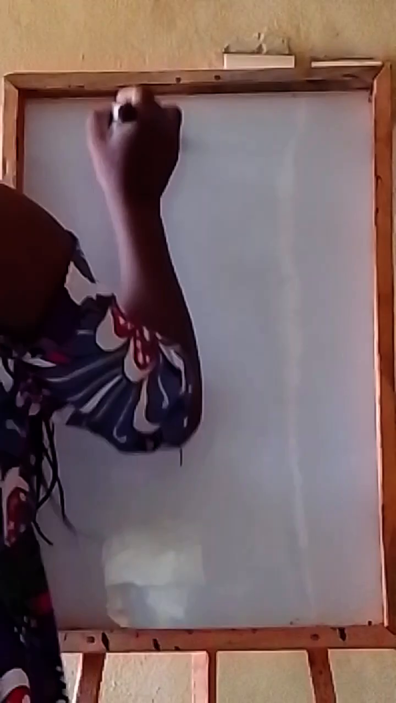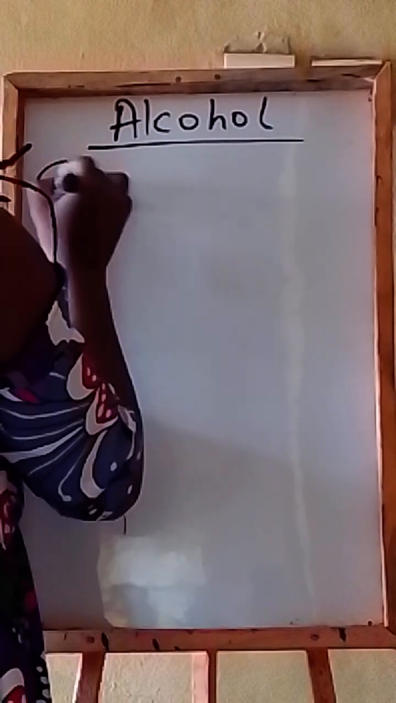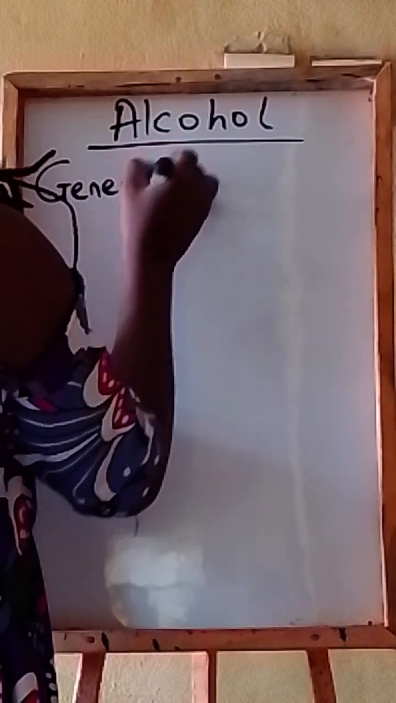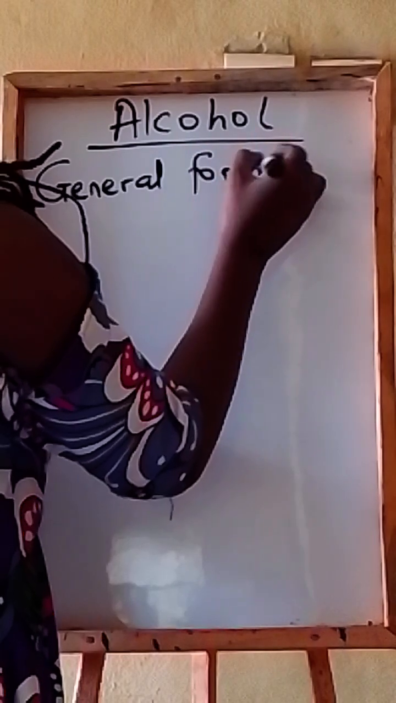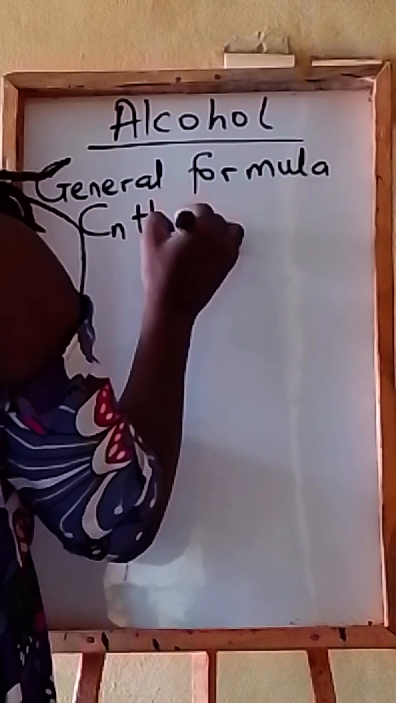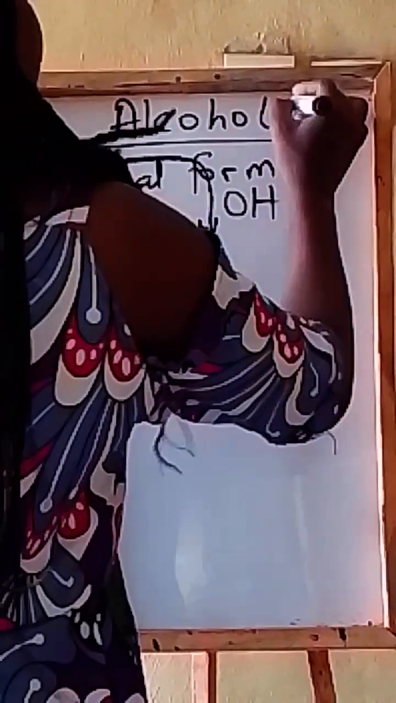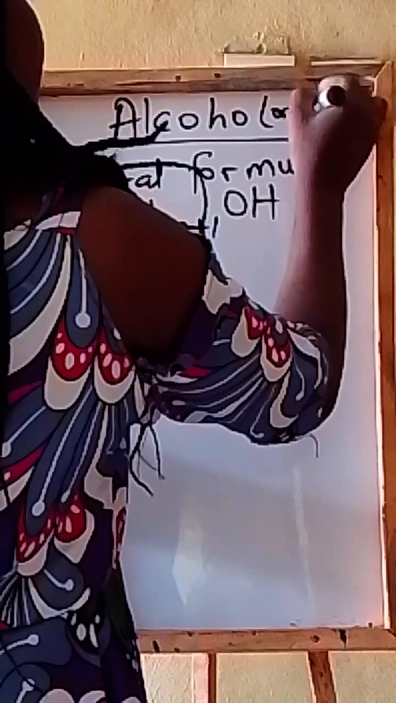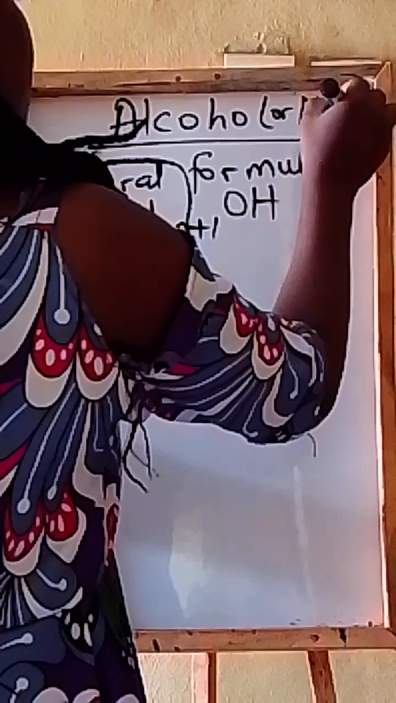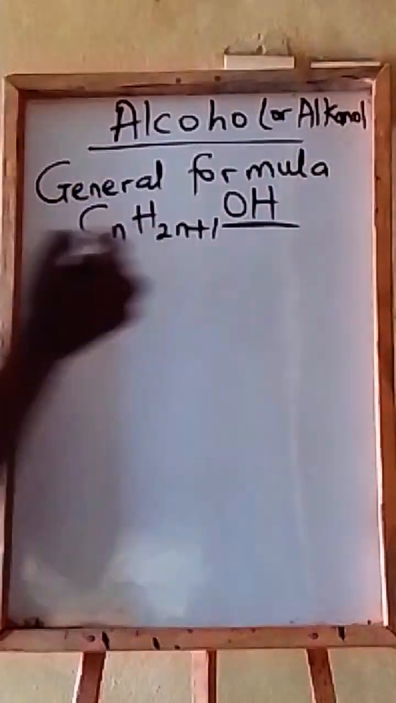To look at alcohol. The general formula for alcohol is CnH2n+1OH. How will you know it is alcohol? Another name for alcohol is alkanol. It is alkanol. And how will you know? You know through the OH.